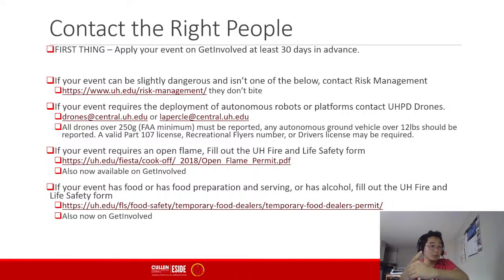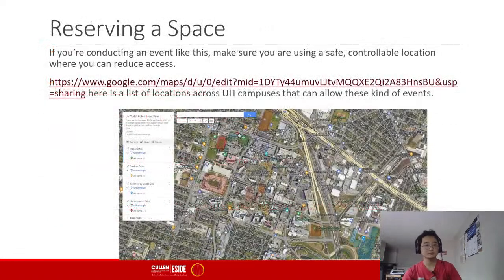If your event requires an open flame, fill out the open flame permit, which is now also on Get Involved, by contacting UH Fire and Life Safety. If your event has food or food preparation and serving or has alcohol, fill out the UH Fire and Life Safety form, which is now also on Get Involved. We'll go through more of that in a bit.